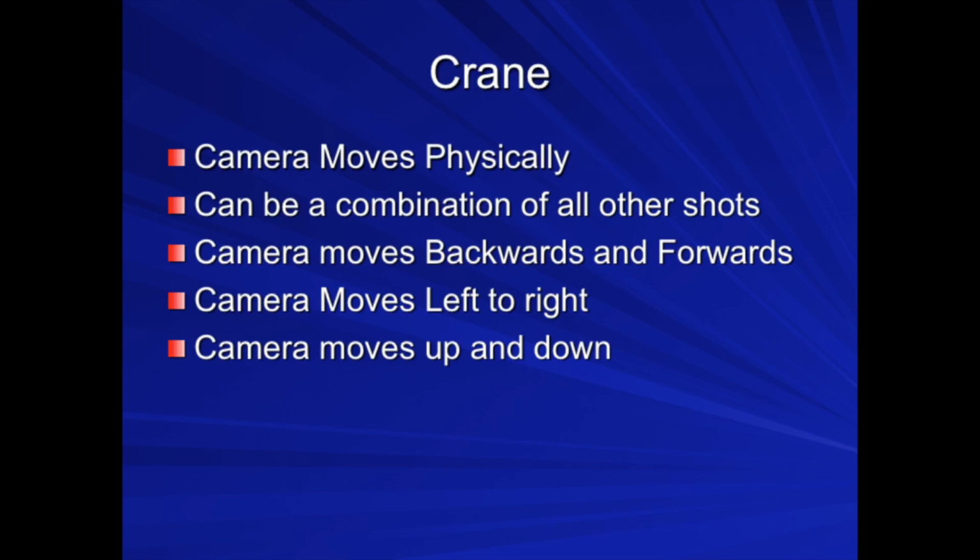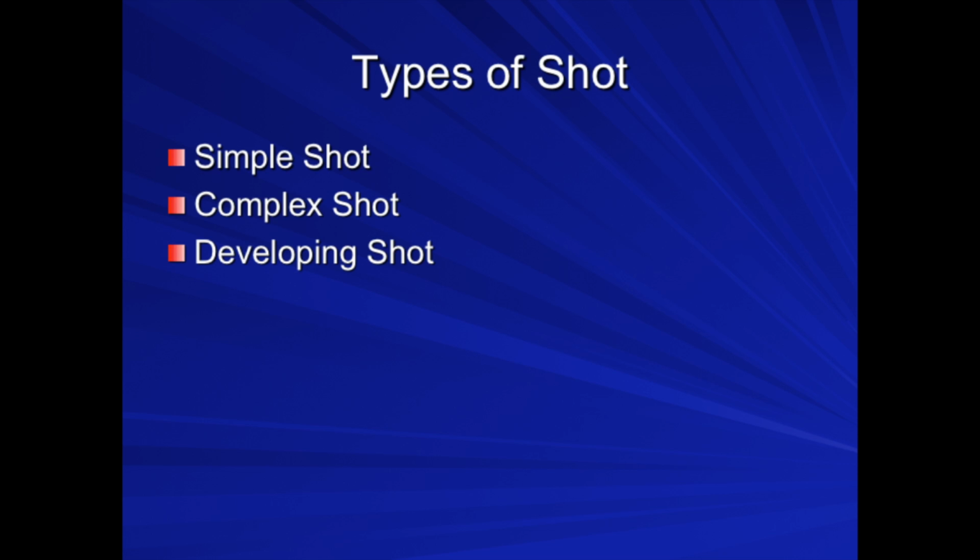A tracking shot is usually the same distance between the camera and the subject all the way through the shot, whereas a crane shot will often differ hugely throughout the duration of that shot. So if we think about all these movements and think about different types of shots, there's the simple shot, there's the complex shot, and there's the developing shot.